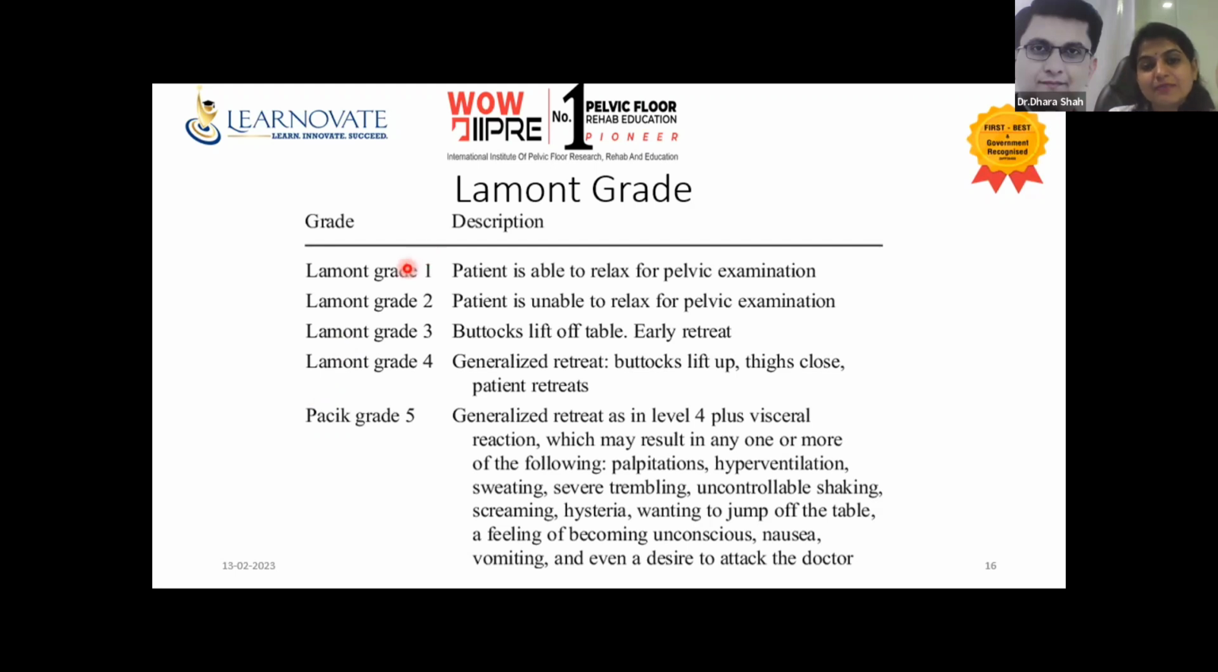Grade 1 is patient is able to relax for pelvic examination. Grade 2 means patient is unable to relax for pelvic examination. So grade 1 is the patient, she is able to relax for the pelvic examination. Fine. Means she is ready. She came to your clinic. You took her history. You told her, I want to examine you. She is mentally ready. She said, yes, let us examine. That is grade 1.